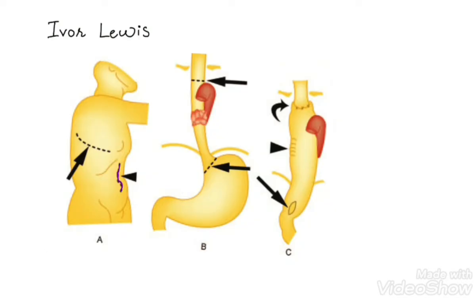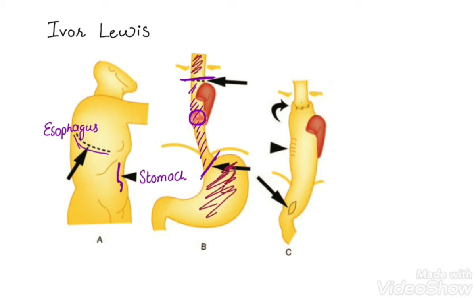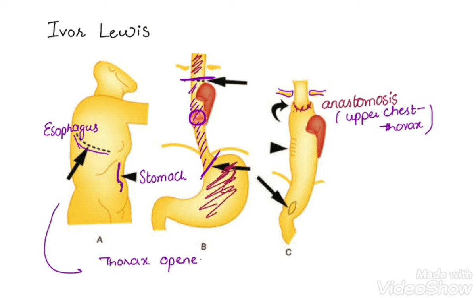In Ivor-Lewis procedure, an upper midline incision and a right lateral thoracotomy incision are done. Upper midline incision mobilizes the stomach, whereas the right thoracotomy mobilizes the esophagus. After this, the tumor and tumor-free part of the esophagus is removed, and the stomach is then moved up into the upper thorax, anastomosed with the remaining tumor-free esophagus. Anastomosis is thus below the collarbone, in the upper chest and not in the neck. In this procedure and in the next, thorax is opened.